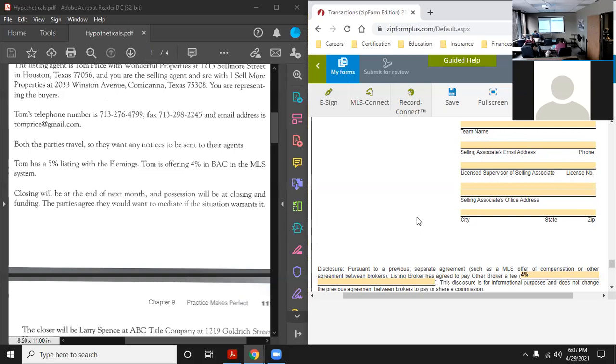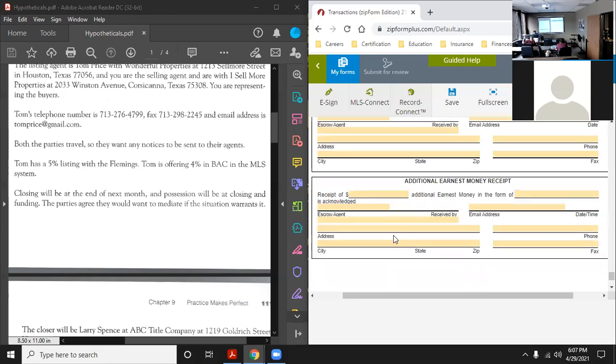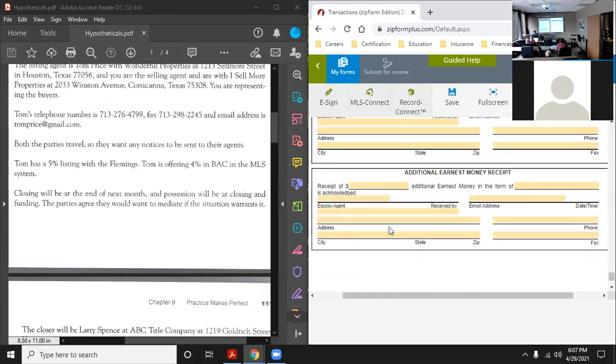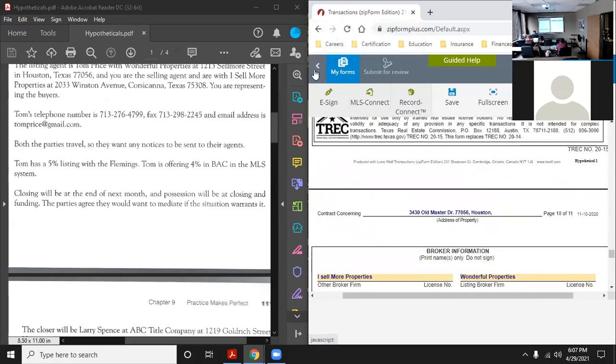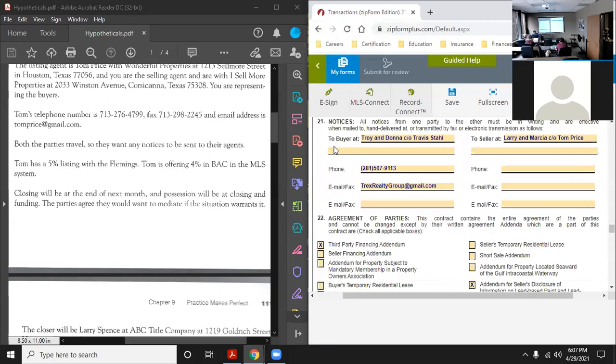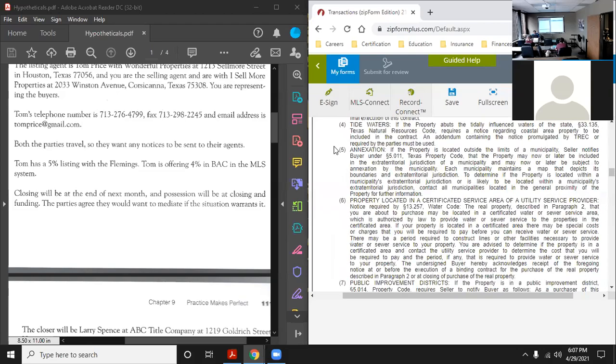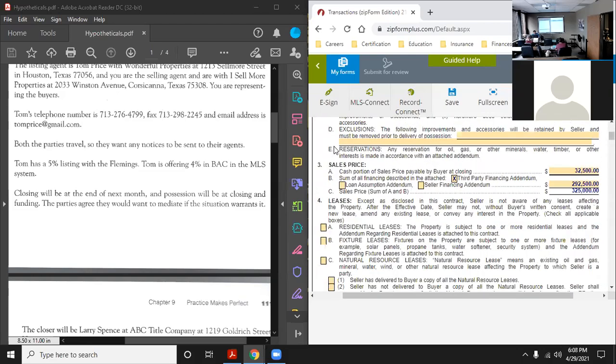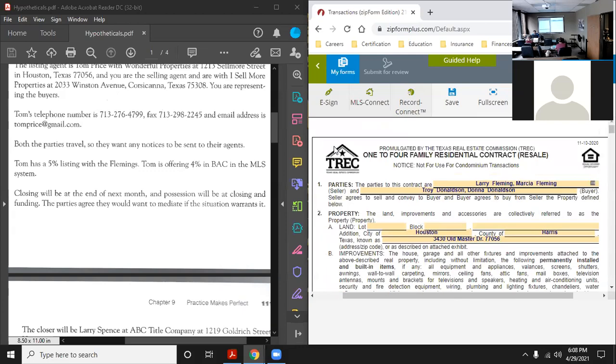But that's why we print off that stuff. We don't want to get caught in that situation. And then these are the receipts that, again, you would not have to fill out. This is something the title company would fill out. All right, so that is hypothetical 1. If anybody has any questions, let me know, because again, I understand it's very confusing.